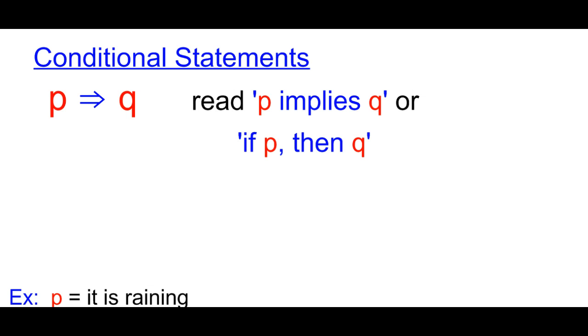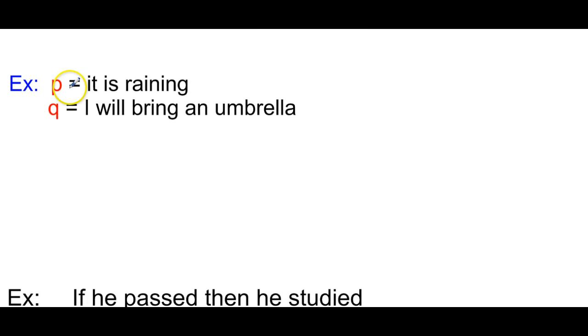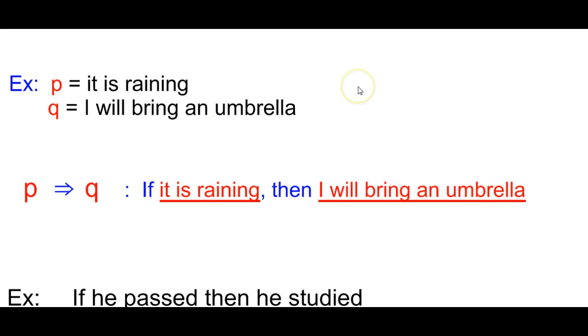So a conditional statement reads like this: P implies Q, or if P, then Q, all right? So if we're looking at an example, let's say P is it is raining, sorry, and Q is I will bring an umbrella, then what the conditional statement would be is, if it is raining, then I will bring an umbrella, all right?